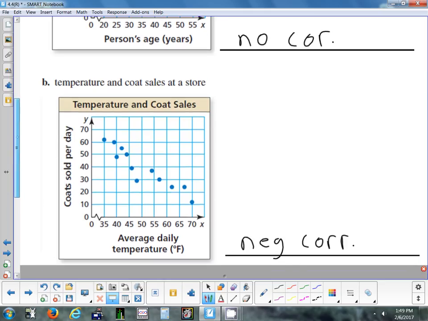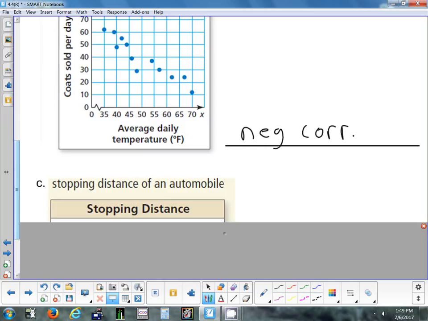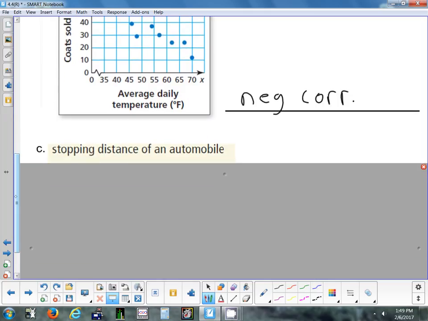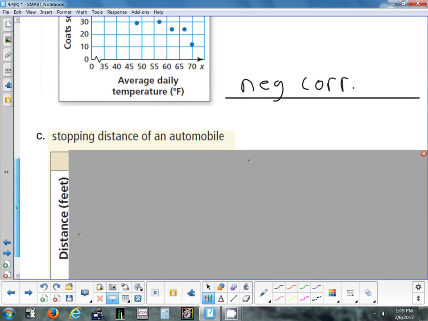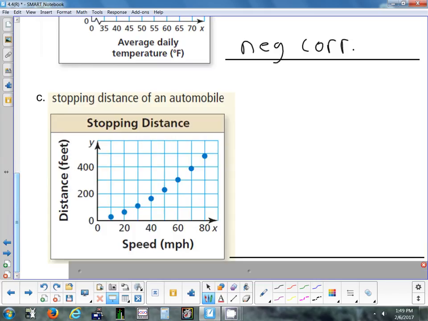All right, let's look at the third one. Stopping distance of an automobile. So this is going to have to do with how fast a car is going and how long it takes the car to stop when they put their brakes on. Do you think there's a connection between how fast you drive and how long it takes you to stop your car? Yes. I would think there's a connection, so let's look at it.